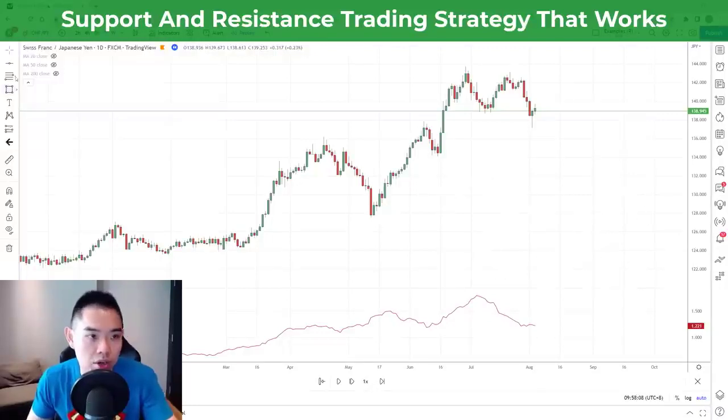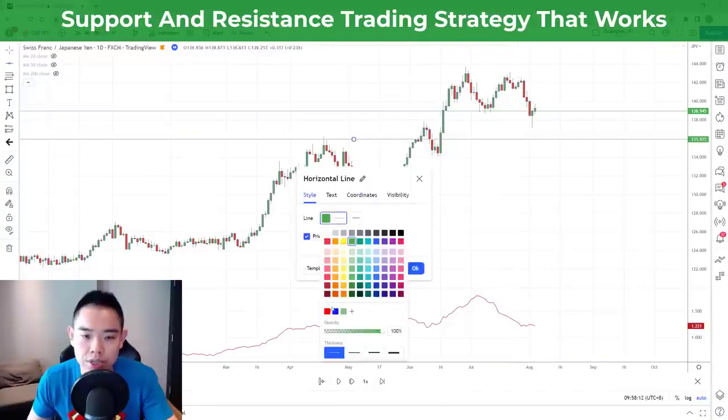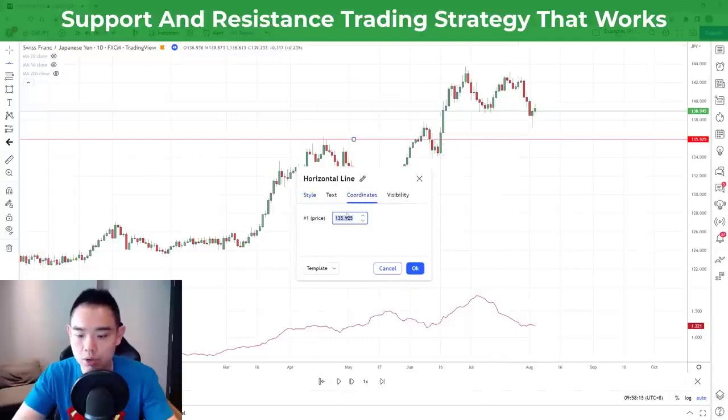So I'm going to highlight that on the chart so you can see it. Over here, let's change this to red to signal that that is our stop loss. 135.93. So that is my stop loss.